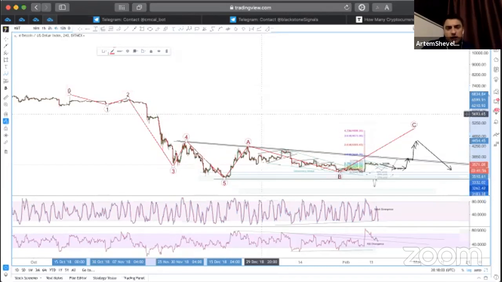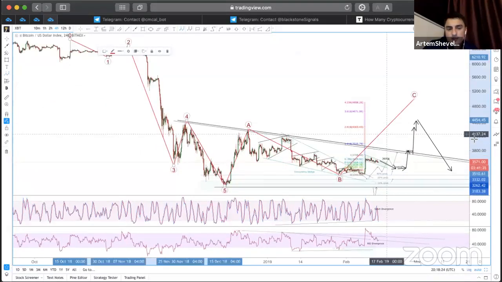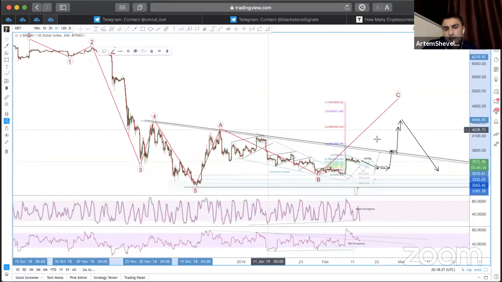Okay, I see today a lot of questions about Ripple. I'm going to check Ripple after BTC. Well, I'm probably finished with BTC. I think it's clear.